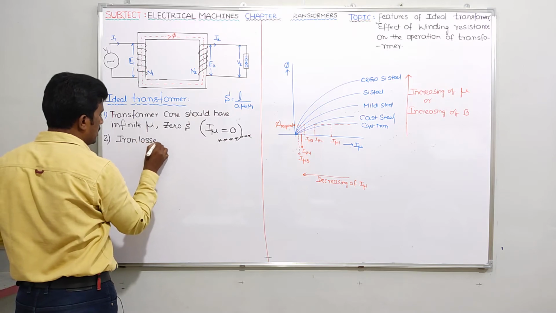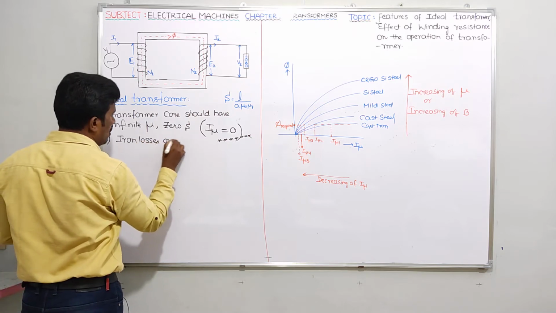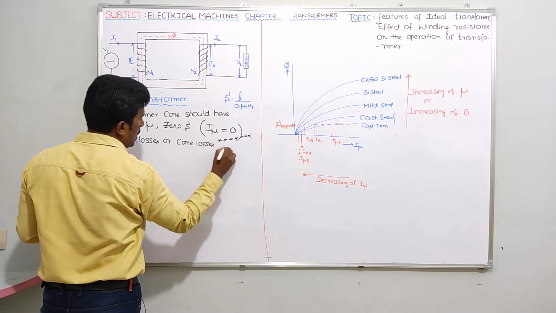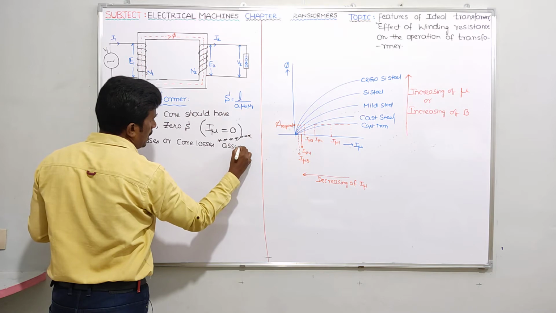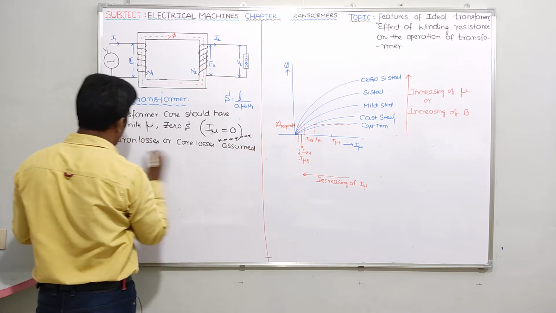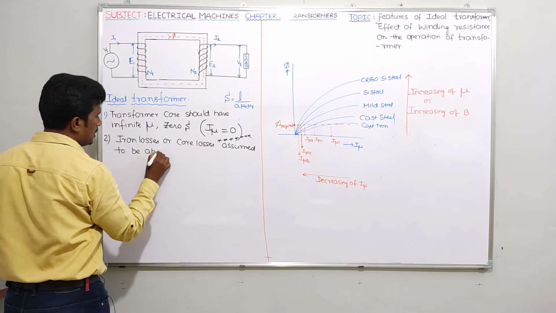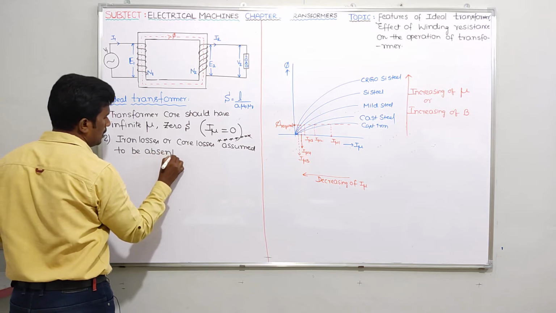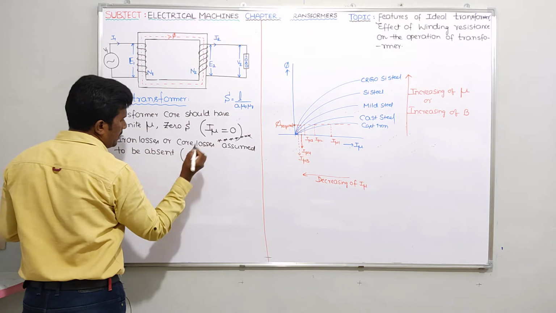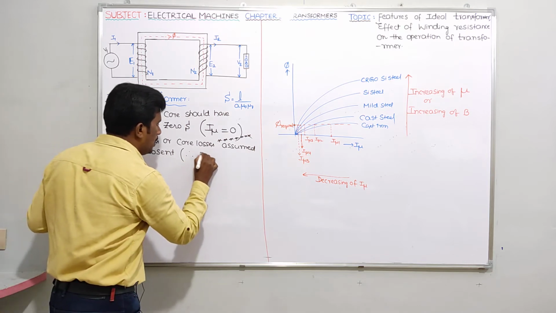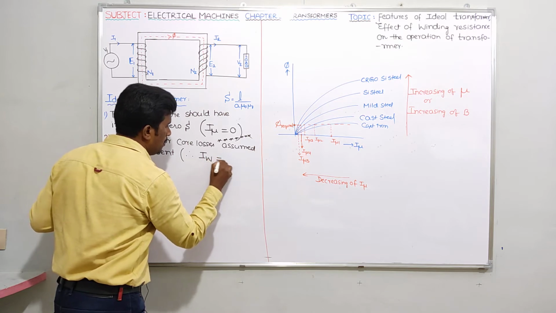What is the other name for iron losses? Iron losses, I can say, are core losses, assumed to be absent. Therefore, please tell me, whenever core losses are 0, what is the value of IW? IW equal to 0, no?